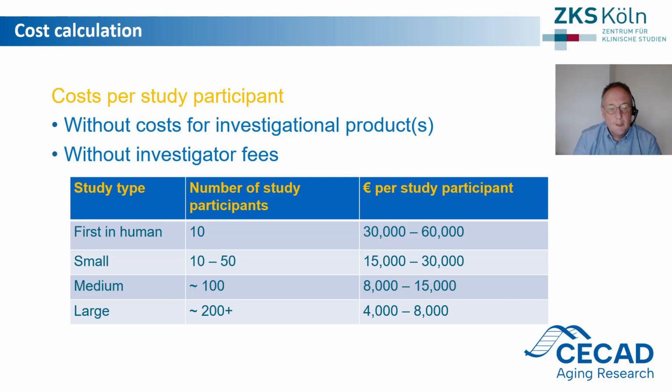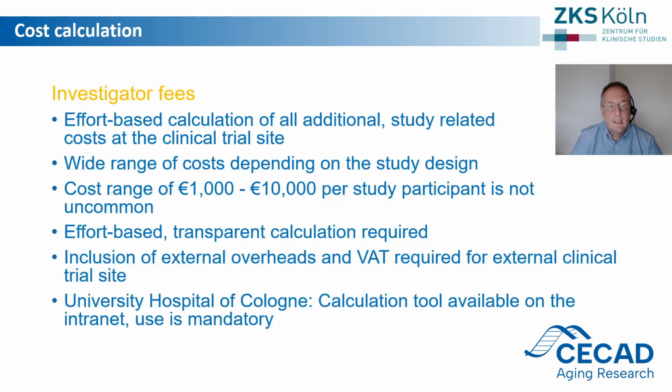If you look into small, medium and large clinical trials, you're going to see as the number of study participants goes up, the euros per study participant come down. So a small clinical trial will be in the range of 15 to 30,000 euros, a medium clinical trial 8 to 15,000, and a large clinical trial 4 to 8,000 euros. So this is what you can expect a clinical trial to cost without the IMP and without the investigator fees. So let's have a look into the investigator fees.